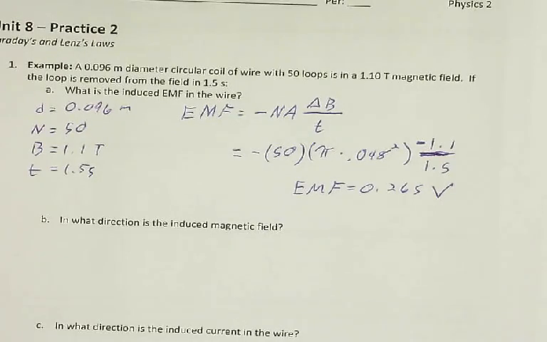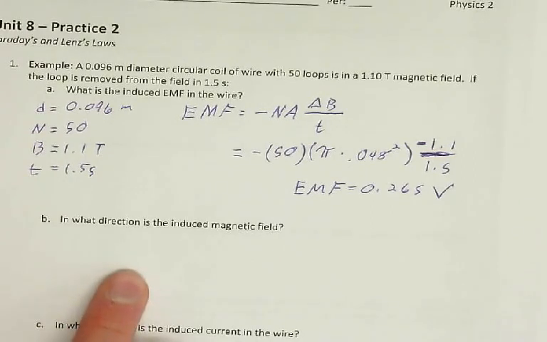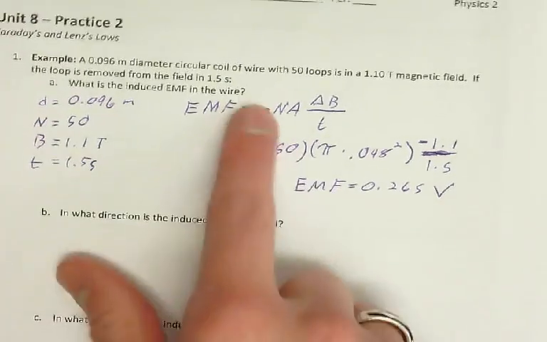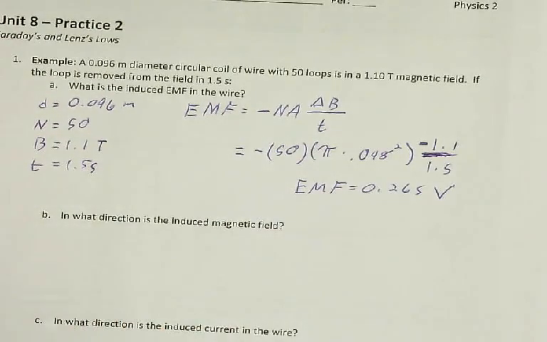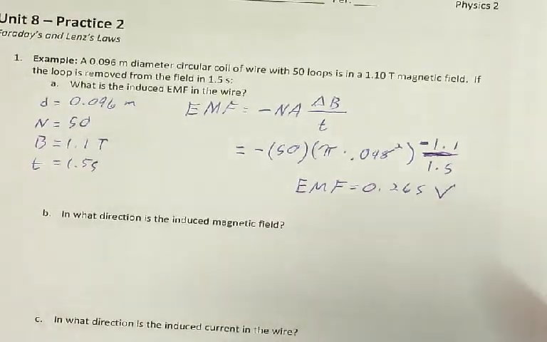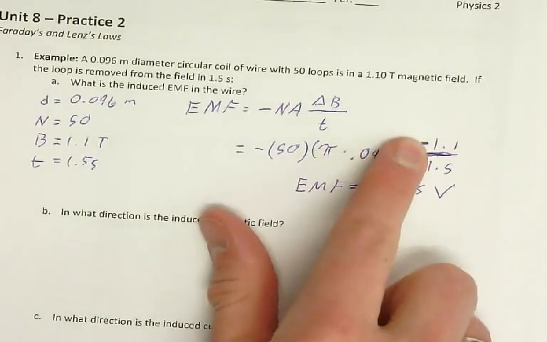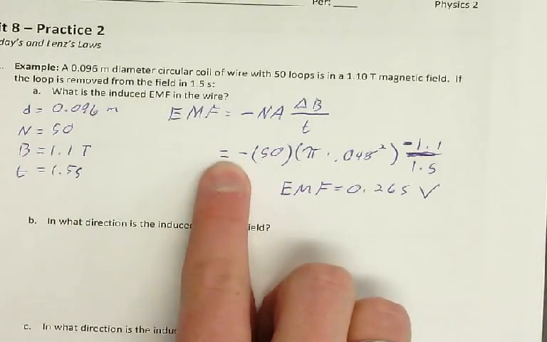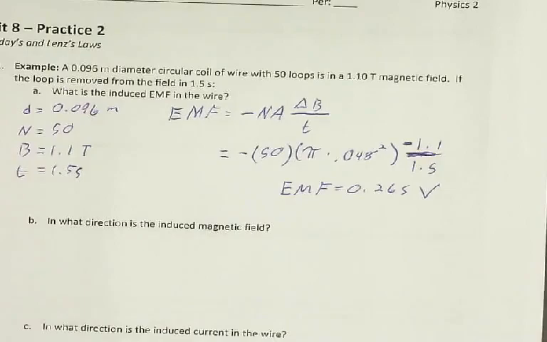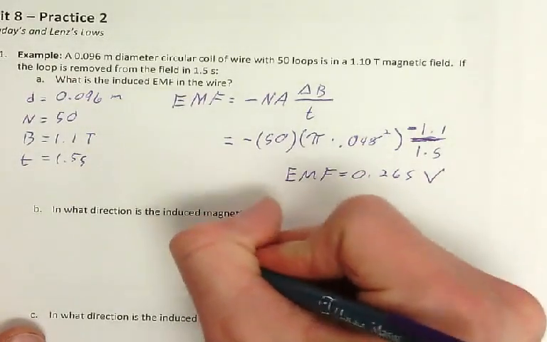Okay, so I'm removing field. I'm pulling field out, and if I'm pulling field out, that's going to induce a magnetic field in the opposite direction. So what direction is the induced field? I'm removing the field, that's why I got negative here. What's my answer? Positive, which is in. Positive answers are in, negative answers are out. If I remove the field, the opposite, from Lenz's law, would be a positive answer. So the induced magnetic field is in.